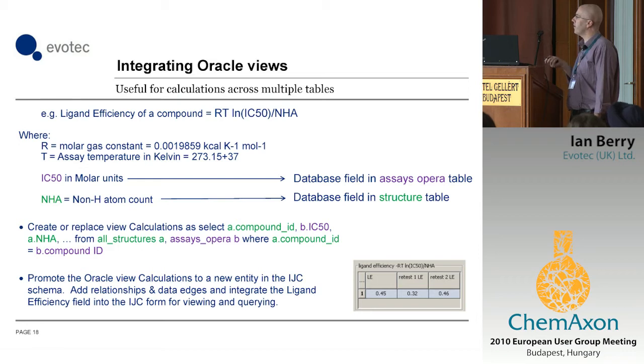So the way we actually did this calculation was we created a new view in the Oracle database. This is using Oracle functions, using create or replace view from, using the select statement to do the calculation. And then within IJC, we promoted that to being a new entity, and that allowed us to display it and put it onto the form and show it for the users to see, already calculated and already done. And if you change the values within either of these two tables, it automatically updates, being a view, because a view is just a way of looking at the data.